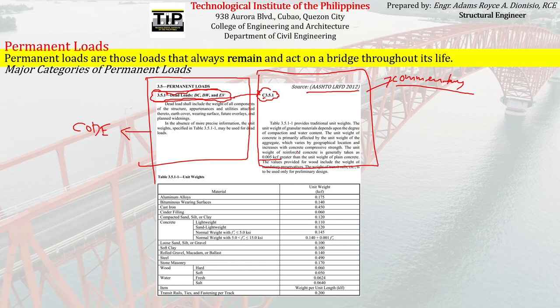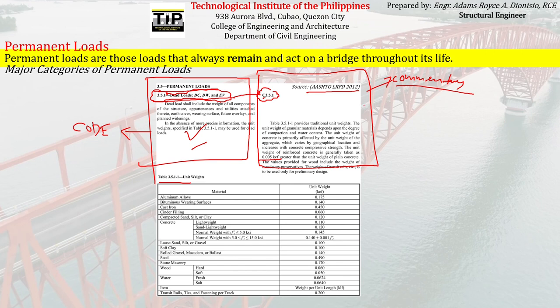So what did we notice in the statements included in the commentary? What did we notice there, guys? It does not specify a requirement, but rather, it specifies additional information about this particular code provision. Like, it shared that the table is for traditional unit weights, it says. Then it also shared information that the unit weight of granular materials depends upon the degree of compaction and water content. So it just shares that, right? As usual, that is what the commentary does. It just gives additional information about this particular code provision, section 3.5.1, talking about dead loads. Okay? So if you read the code, guys, especially AASHTO, that is what you will read. This is really the code itself. Technically, you don't need to look at this right part here, the commentary. Because it is not actually part of the code. It does not specify a requirement.